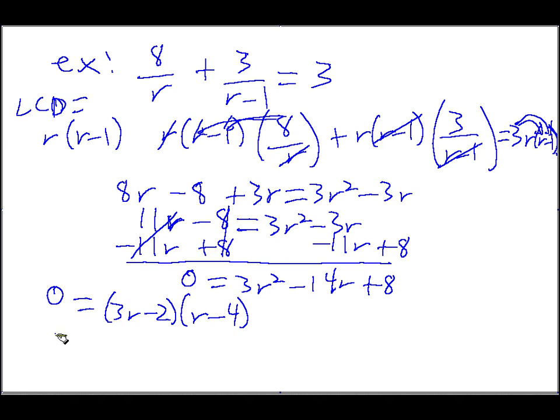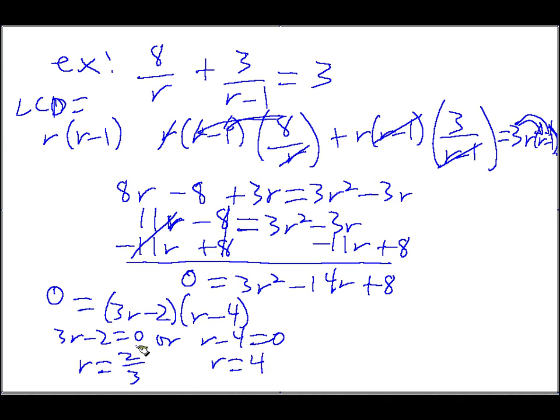Okay, so let's finish it off. So that means what? Set these factors to 0. So 3r minus 2 equal to 0, or r minus 4 is equal to 0. Here I'm not going to do the algebra, just add 2 and divide by 3, right? So if I add 2 and divide by 3, r will be 2/3. Can we see that without too much trouble? Here, add 4 to both sides, r is equal to 4. Can we see that?